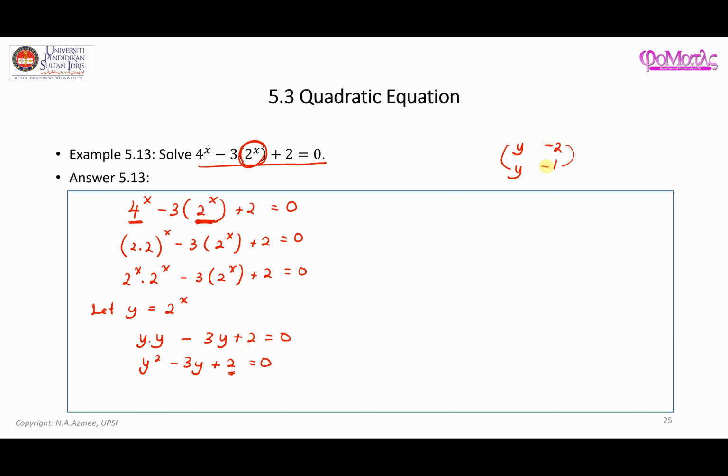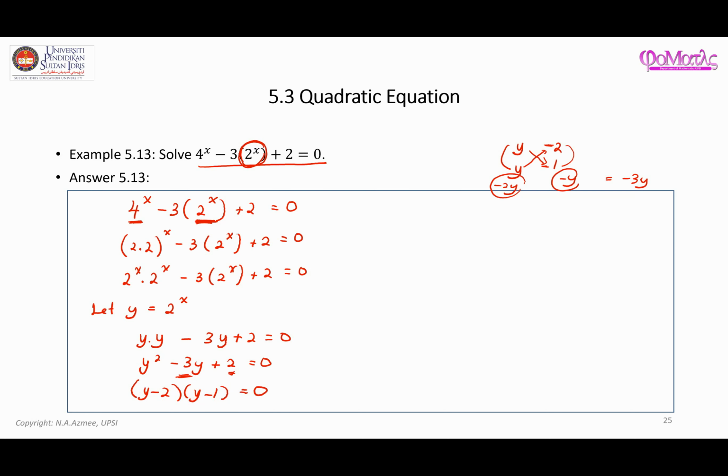Why does it have to be negative? Because here you have negative 3y. So you're going to multiply this diagonally. So this is negative y, and this is negative 2y. If you add these terms, it will become negative 3y. Okay, so now I'm going to factor this quadratic equation. So it will become y minus 2 and y minus 1 equals 0.